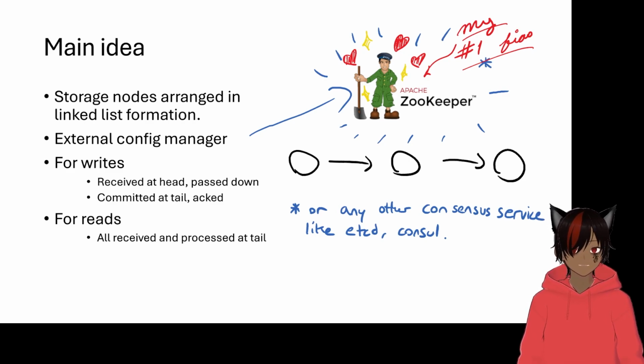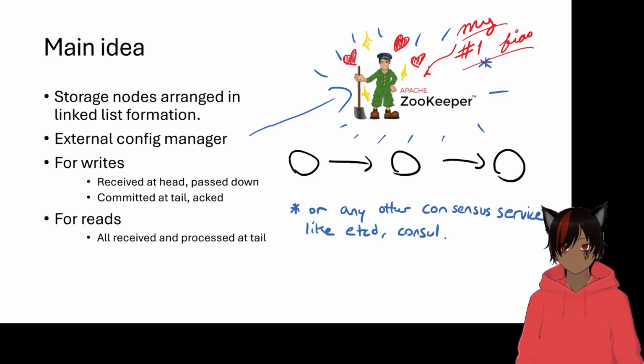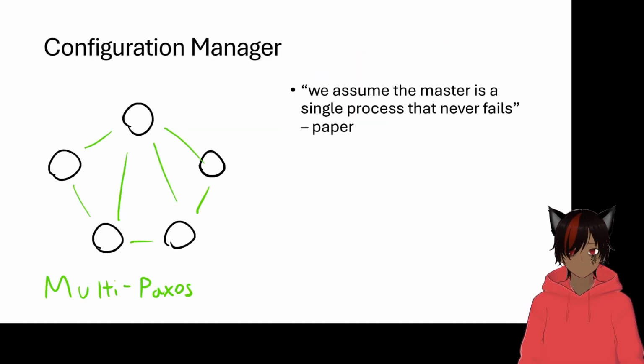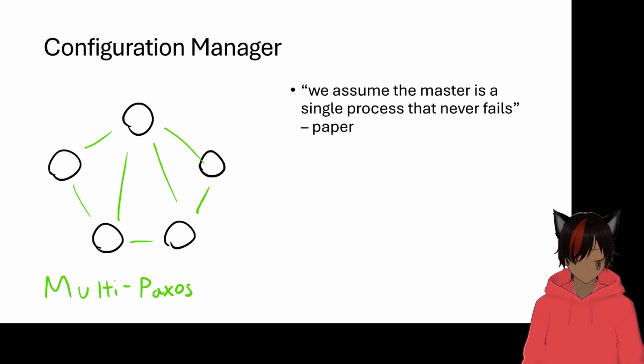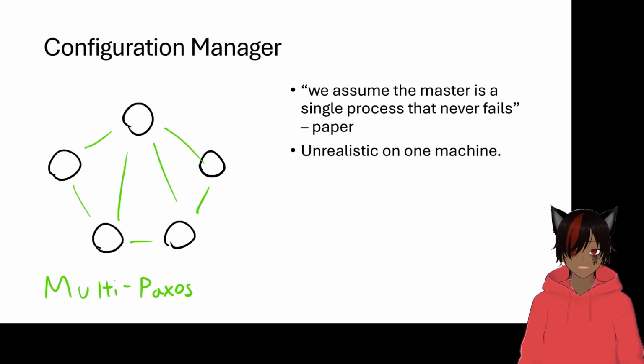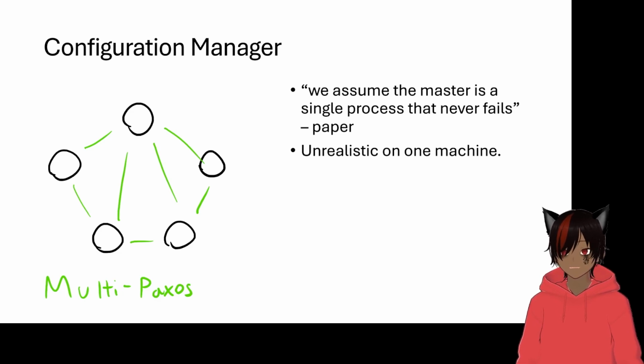Yeah, so there's those. And let's maybe discuss what that looks like, really. So the configuration manager, the paper says, quote, "we assume that the master is a single process that never fails." They call the configuration manager the master, all right? And this is clearly unrealistic on a single machine, right? Because, hey, machines can fail.